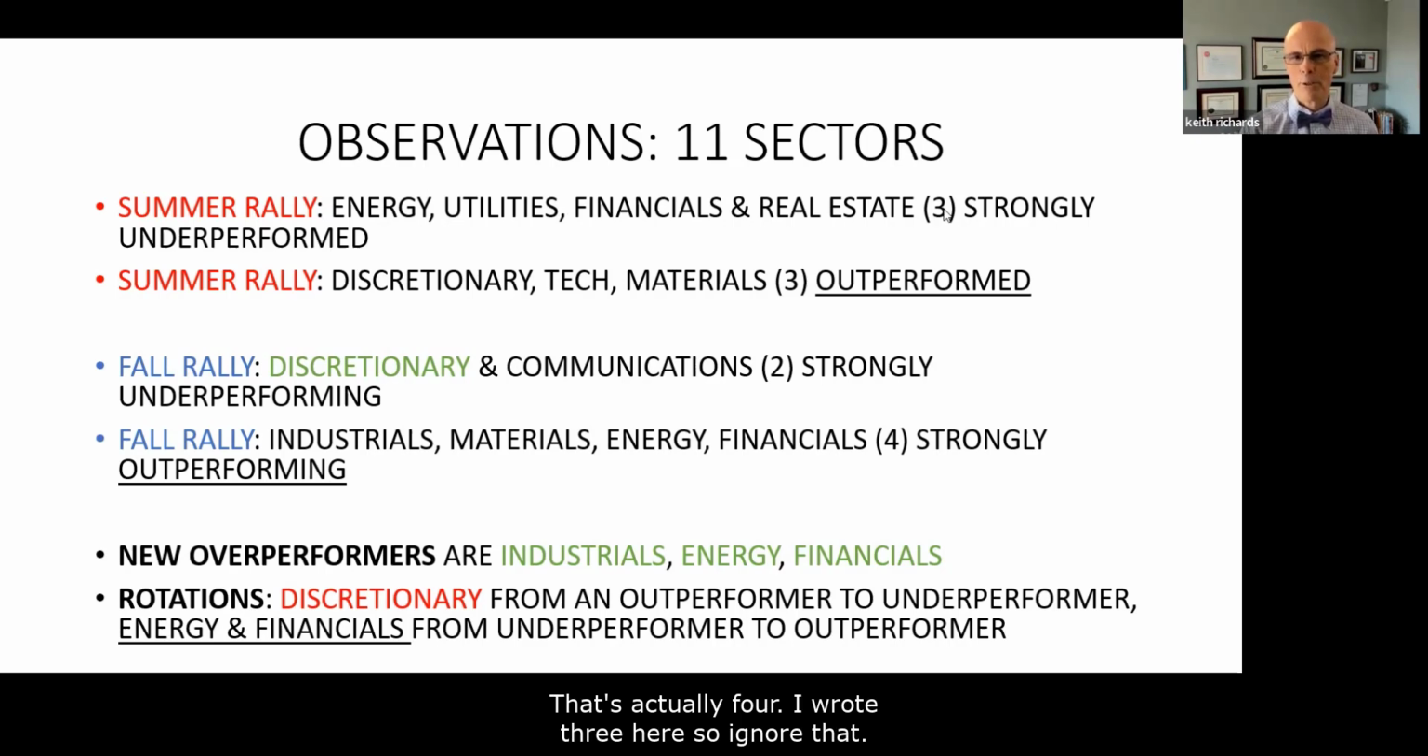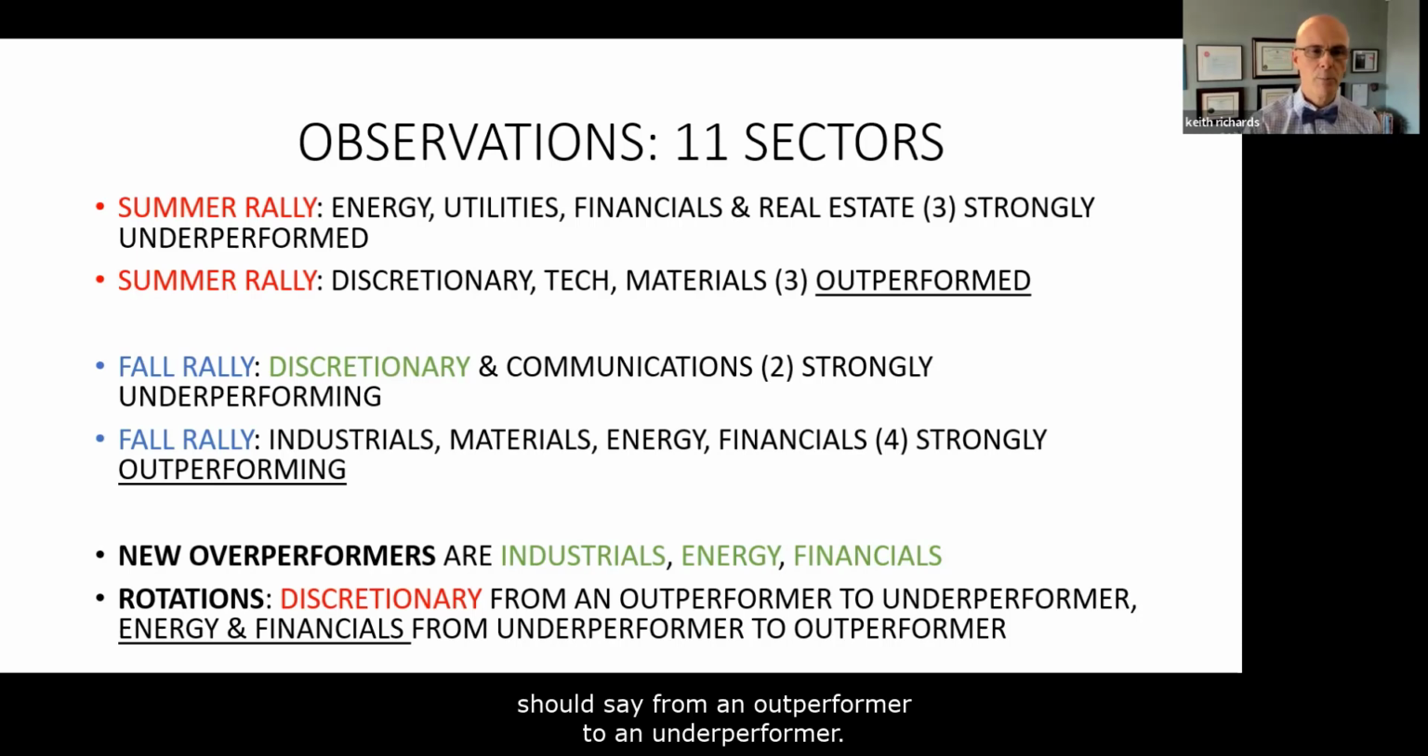That's actually 4. I wrote 3 here, so ignore that. And then we also had discretionary, tech and materials that outperformed in a fairly big way in the fall rally, which is the recent rally. I've highlighted discretionary here because it was one of the ones that actually completely changed from being an underperformer to an outperformer.